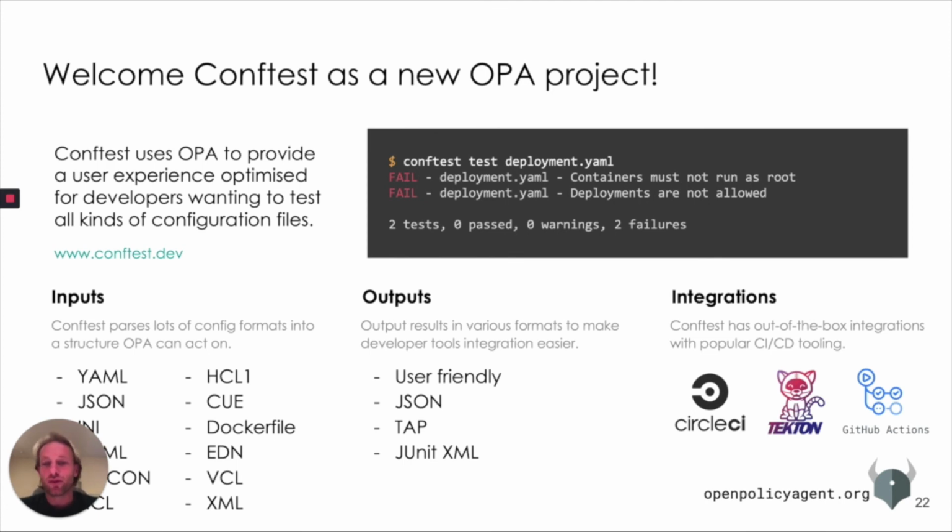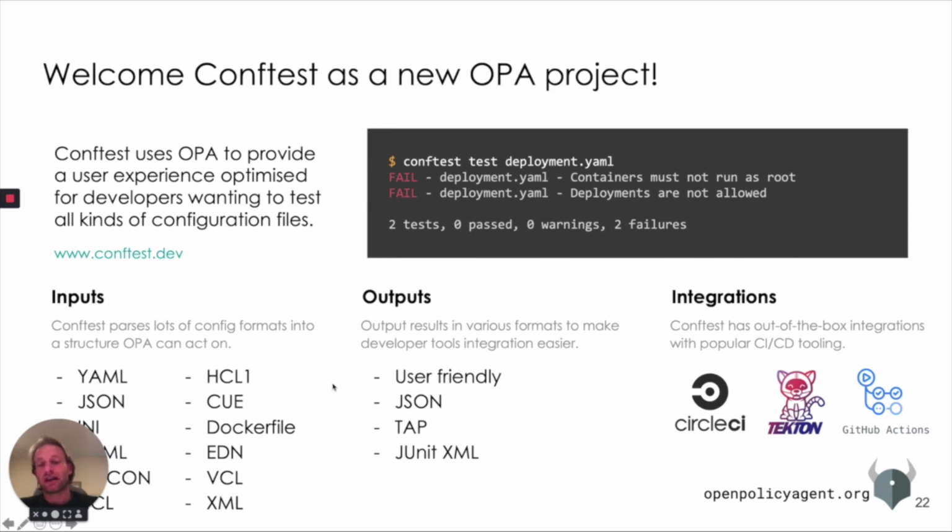So there are a couple of cool things about ConfTest to mention, one of which is that list of input formats that ConfTest supports. So remember, OPA today, raw OPA, supports mainly JSON and YAML, but ConfTest brings in a bunch of other input formats and turns them into effectively a format of JSON that OPA can handle. And so that's quite powerful.